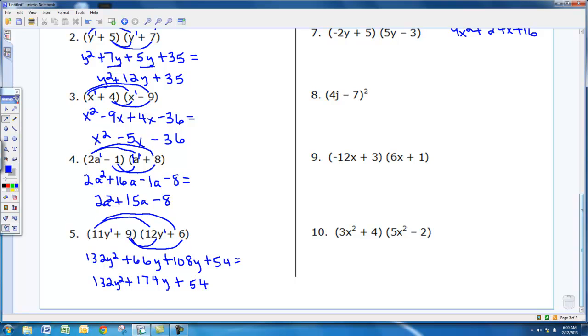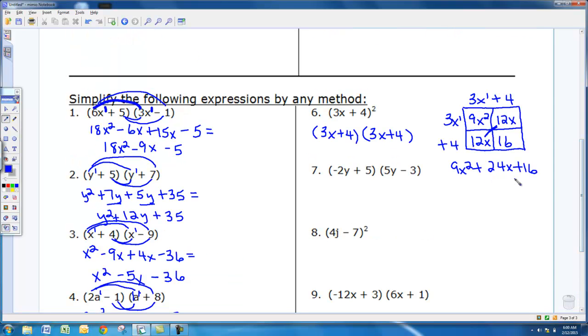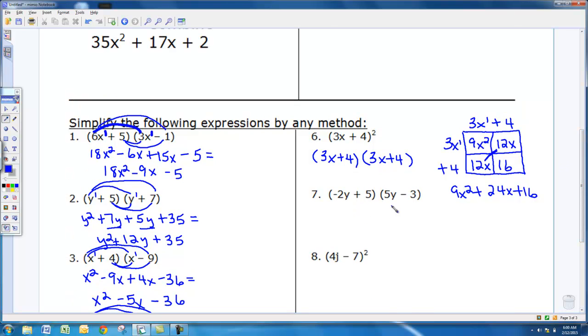Okay, let's look at the box method. So in the box method, we need a square to represent every term. So we have 2 terms in this one, so -2y plus 5. And we also have two terms in this one, 5y minus 3.